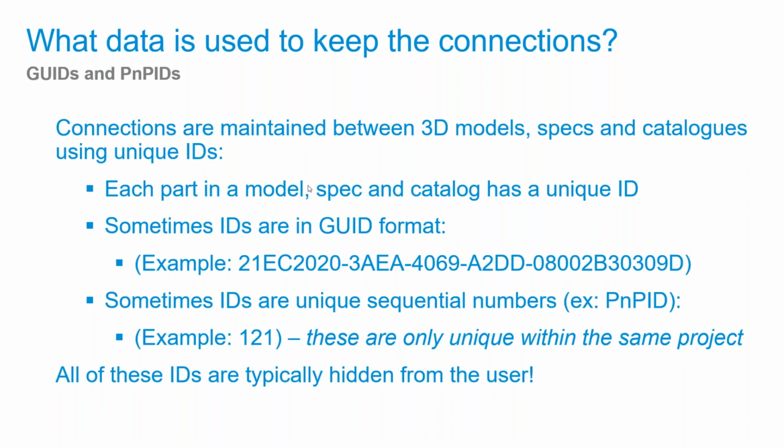So the connections between the 3D models, the specs, and the catalogs are created and maintained with unique IDs. Each part in a model, spec, and catalog has a unique ID. The IDs we are talking about here are GUIDs, which is meant as a worldwide unique ID.